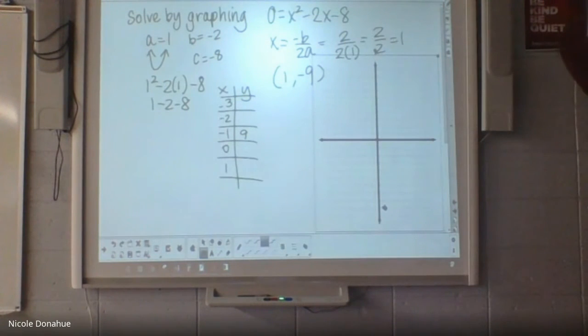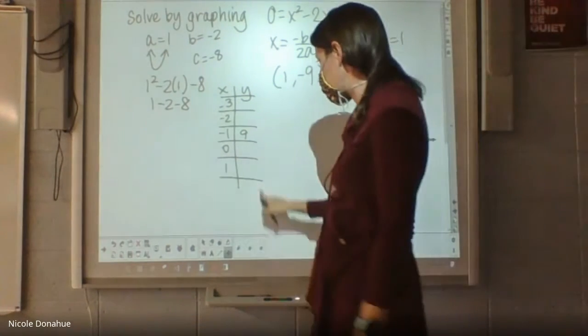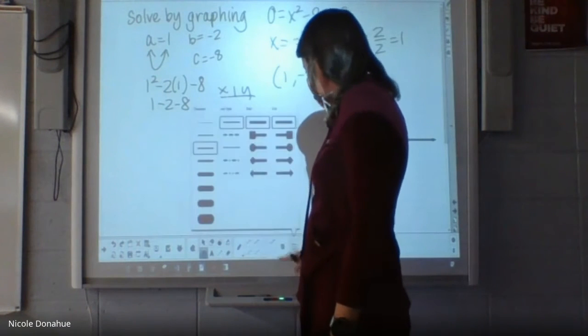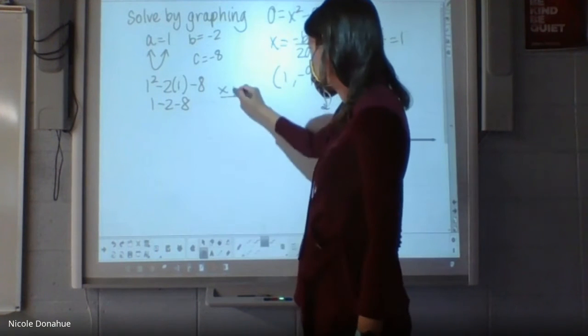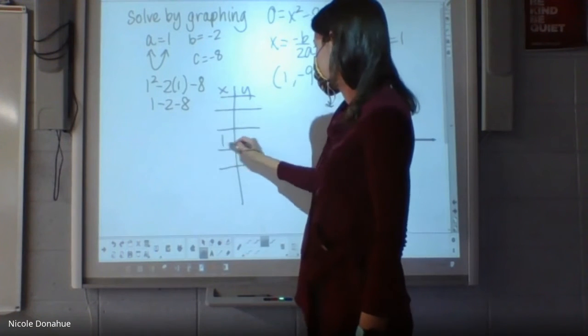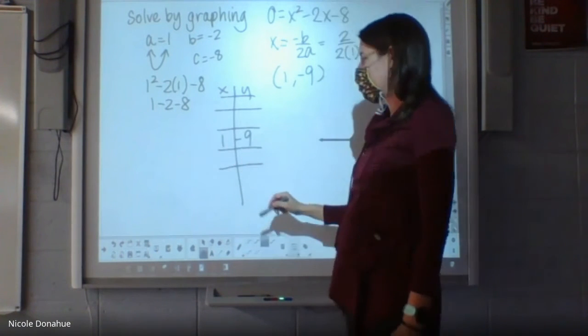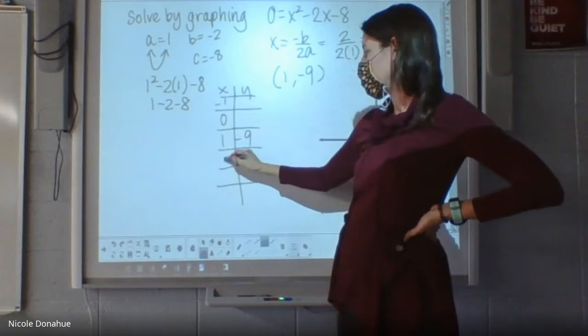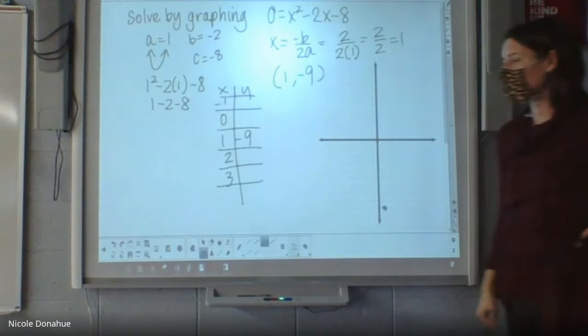Wait, -1? Oh, I had this wrong. Thank you. Sorry. Thank you for catching me. Yes, that would be really bad. That would have done damage. You're welcome, class. Okay. So 0, -1, -2, -3. Okay, that's better.